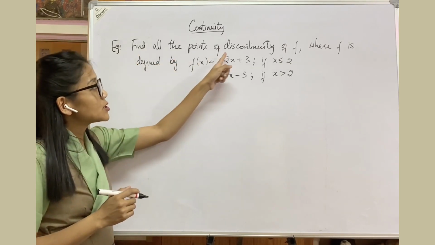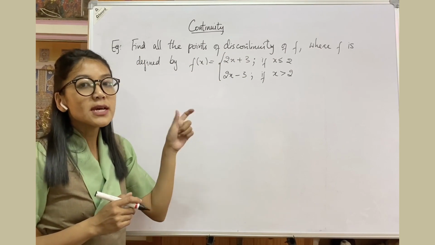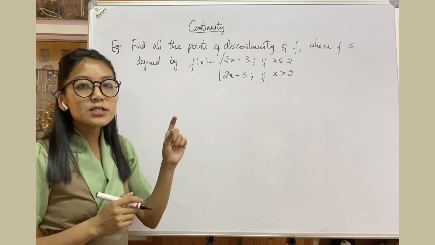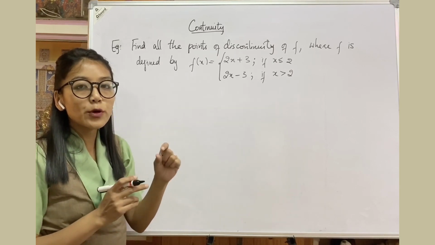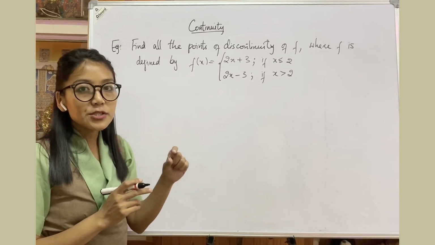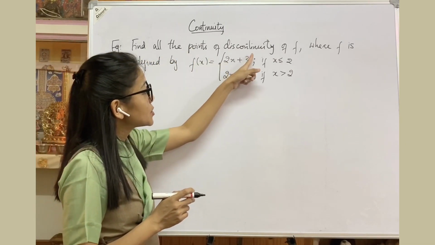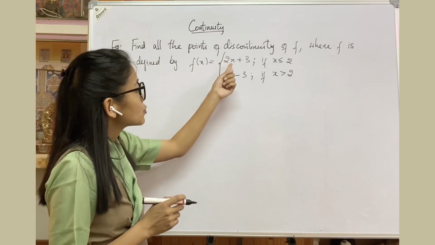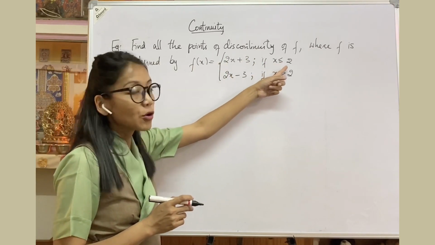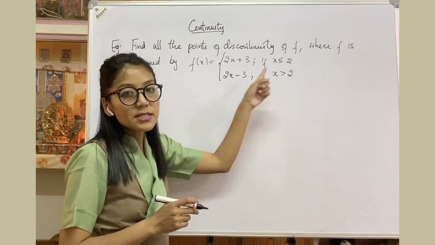Find all the points of discontinuity. Points of discontinuity means a point at which the function is not continuous, a point at which the function is discontinuous. That point is called a point of discontinuity. So you have to find all the points of discontinuity of f, where f is defined by f(x) equals 2x plus 3 when x is less than or equal to 2, and f(x) is 2x minus 3 when x is greater than 2.